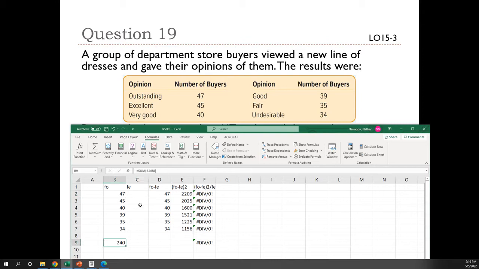So for us, we know we need an even distribution. We have 1, 2, 3, 4, 5, 6. So this is going to equal 240 divided by 6. So there you go. There's our chart for an equal.